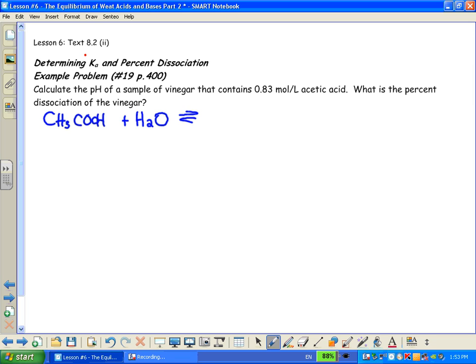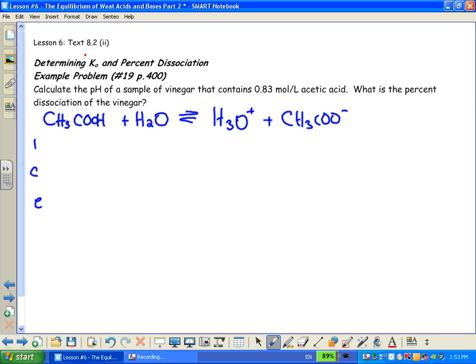And your products are... remember that the acid is the proton donor and the base is the proton acceptor. Well, vinegar is an acid, so it's obviously going to lose a hydrogen and donate it to the water. So our products are going to be H3O+ and CH3COO−. They've donated a hydrogen, so now we have that negative charge because we've lost a proton. So again, we're going to create that ICE table that we learned from before.